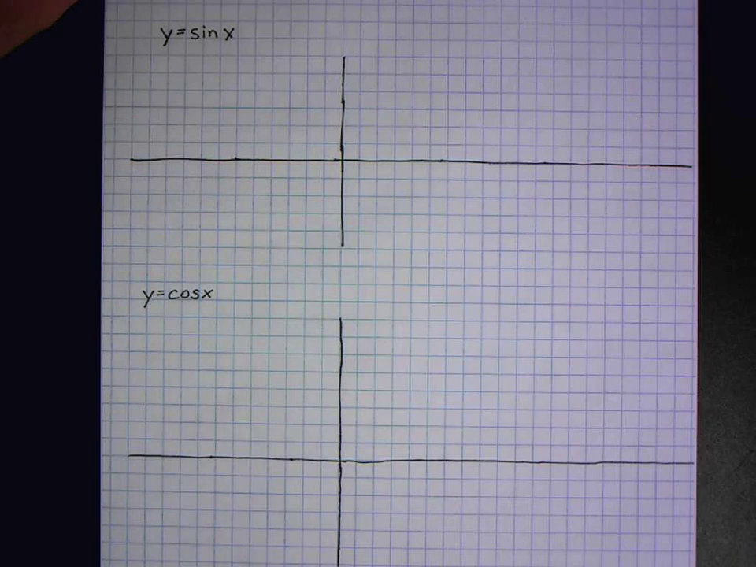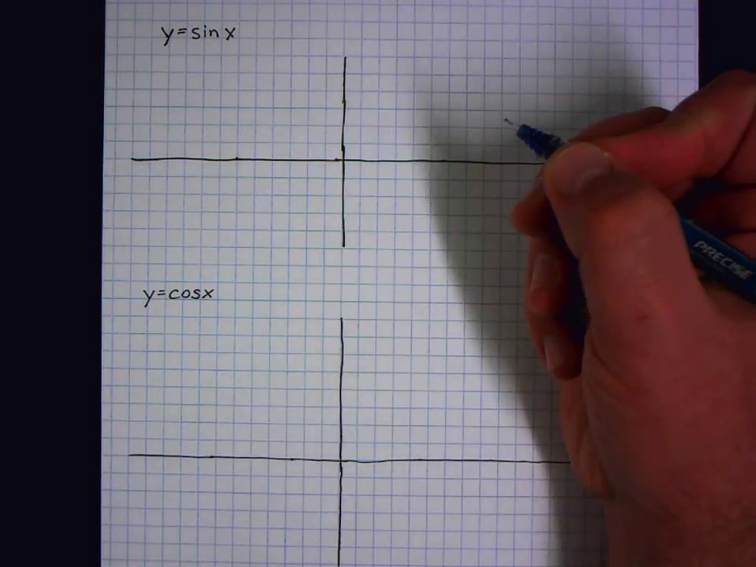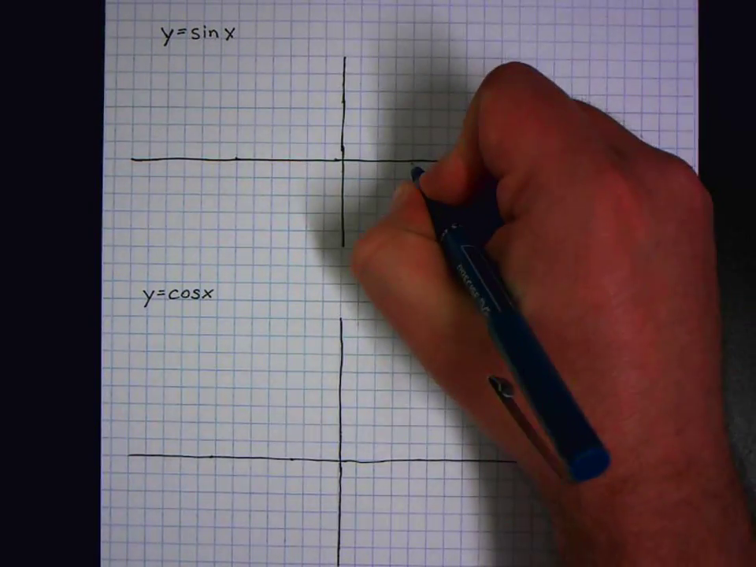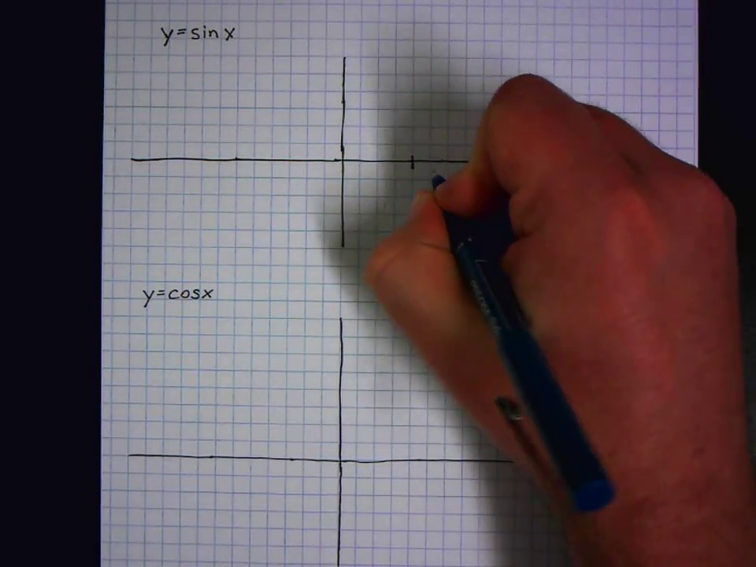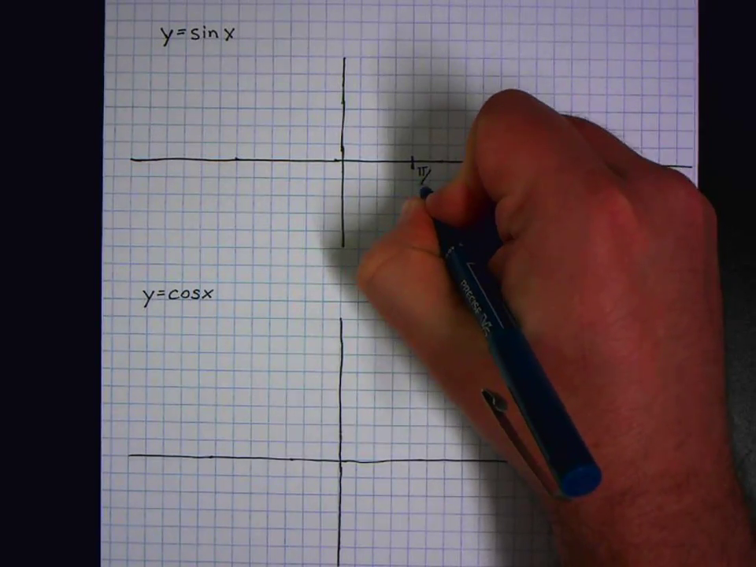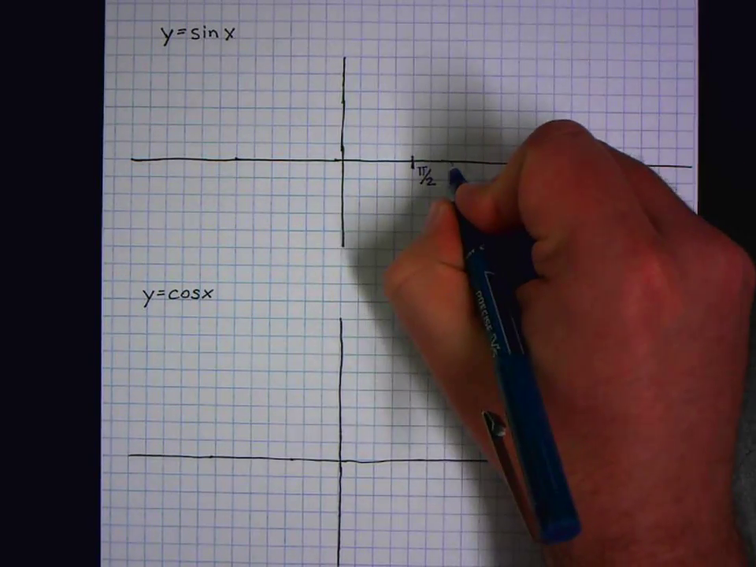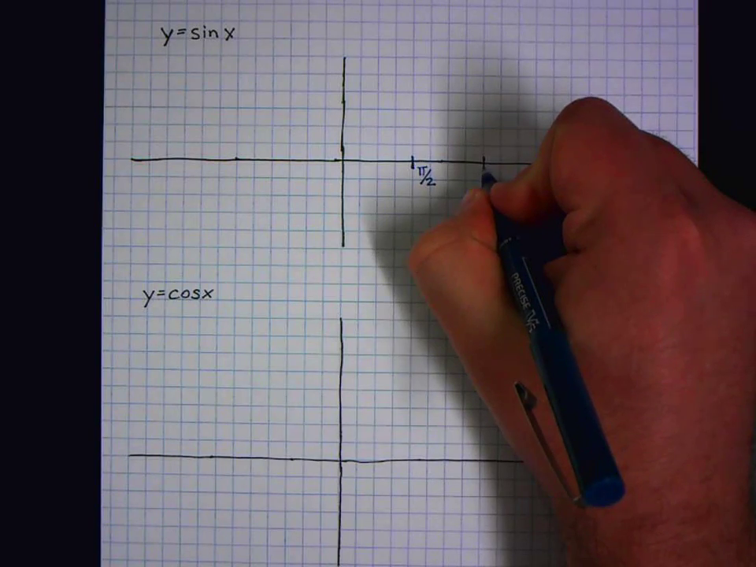Now, to get the graph from this, we're going to use the unit circle. What we're going to do is use the 90-degree marks. So we're going to use 0. The next mark that we're going to use is going to be pi over 2. And then we're going to use pi.